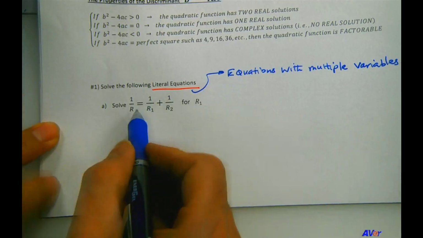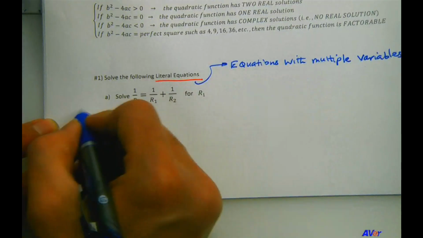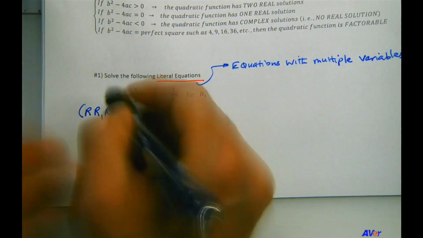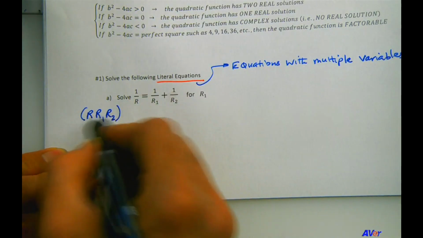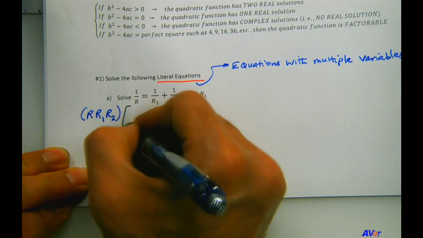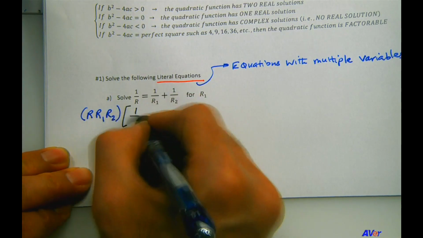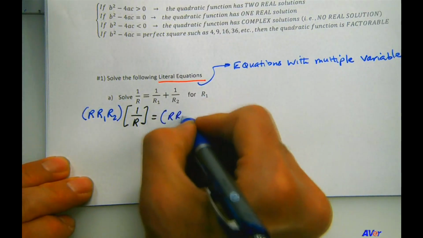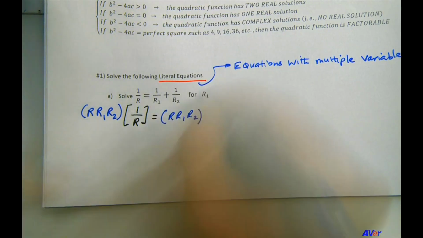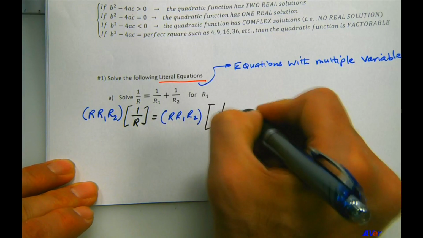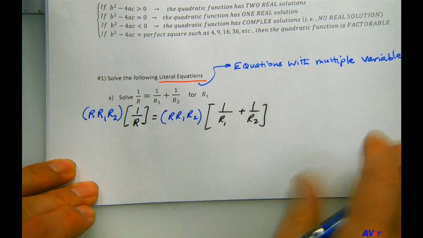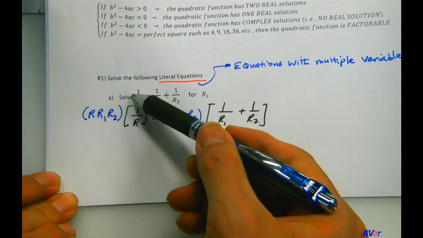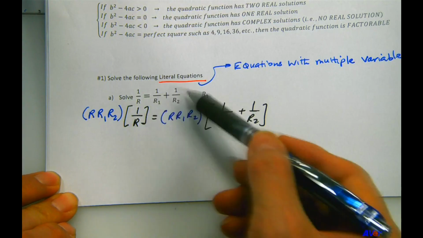So to do that, we multiply both sides by r, r1, r2. That's one term that is a product of three terms. Multiply both sides by that: r, r1, r2 times 1 over r equals r1 r2 times 1 over r1 plus 1 over r2. I've seen many times people multiply this side by r to get rid of r, and multiply this one by r1 and this one by r2.